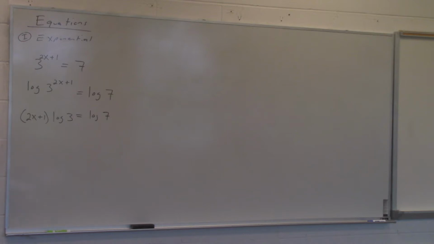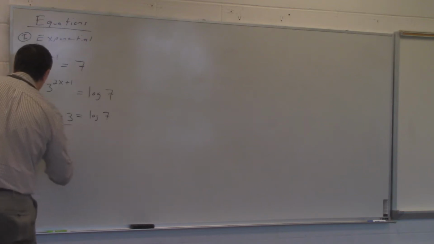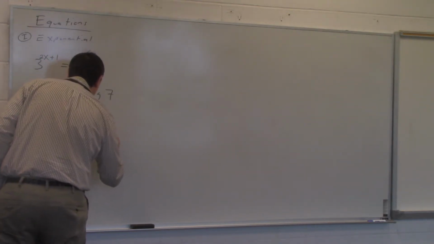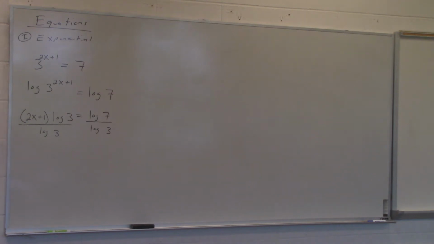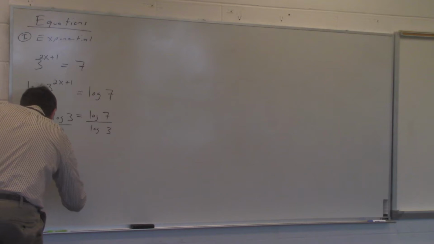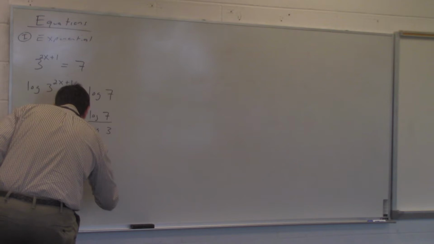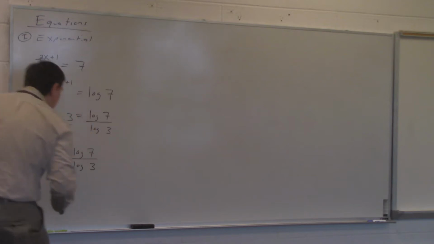And now, it's just an easy linear equation. I could either distribute the log 3, because log 3 is just a real number, or I could just divide both sides by log 3. I'm going to do that, dividing by log 3. So now what I end up with is 2x plus 1 is equal to log 7 over log 3.